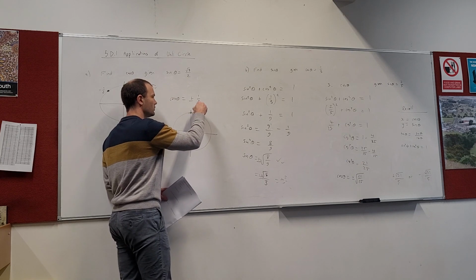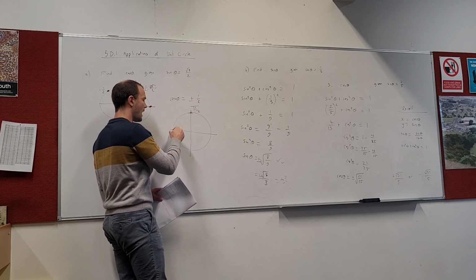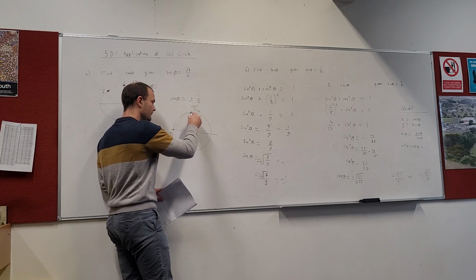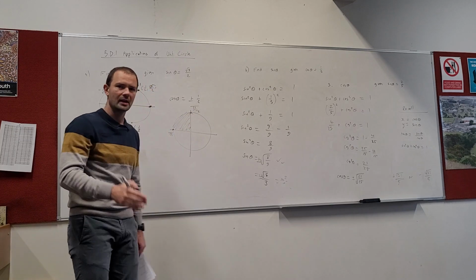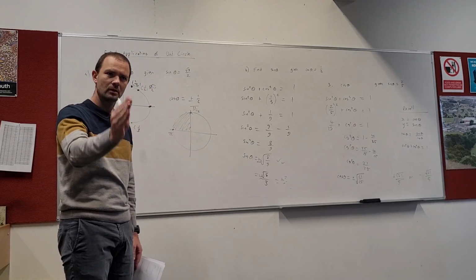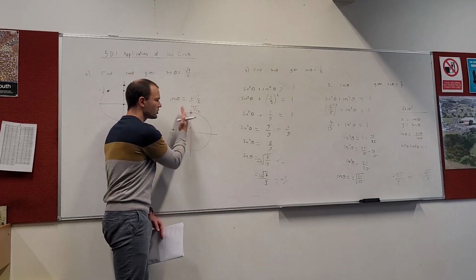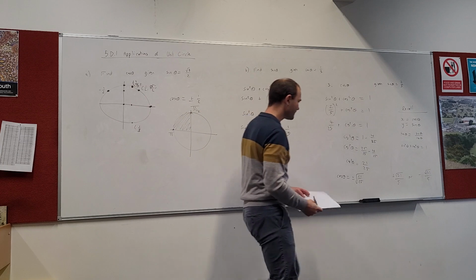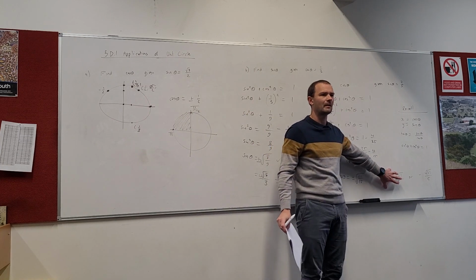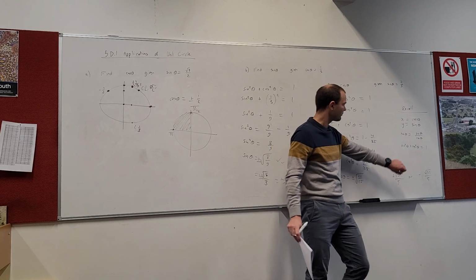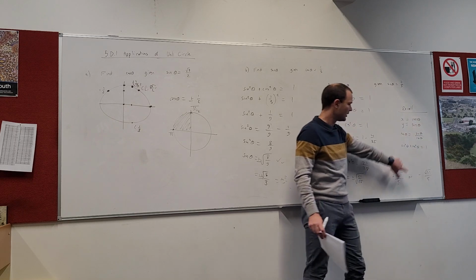Here's pi on 2. Here's pi. It's speaking specifically about this region. It's saying the solution is in this region. So because the solution is in this region, and we have found a cosine value, we found an x value. Remember, cos is x.